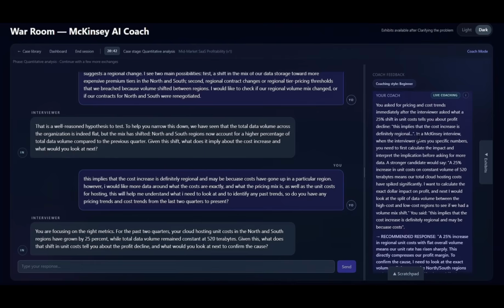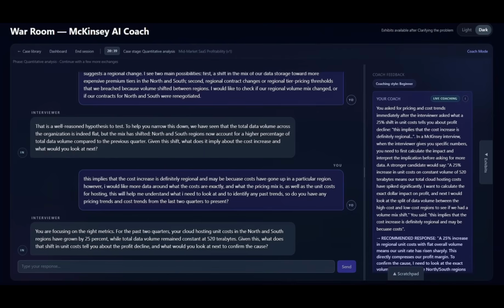For the past 2 quarters, our hosting costs in the North and South have grown by 25%, while the total data volume remained constant at 520 terabytes. So given that, what does that shift in unit cost tell us about the profit decline? And what would we like to look at next to confirm the issue?